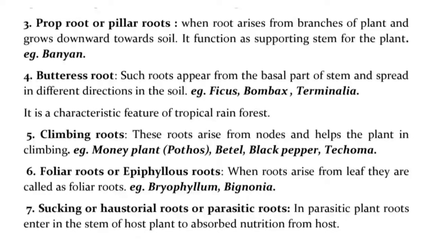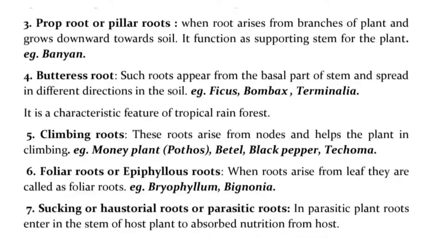Point 5. Climbing roots. These roots arise from nodes and help the plant in climbing, e.g. money plant, pothos, betel, black pepper, Tecoma. Point 6. Foliar roots or epiphyllous roots. When roots arise from leaves, they are called foliar roots, e.g. Bryophyllum, Bignonia.